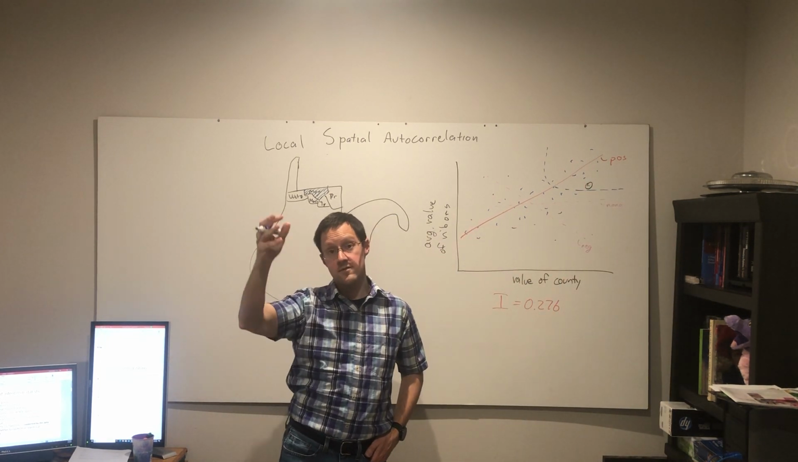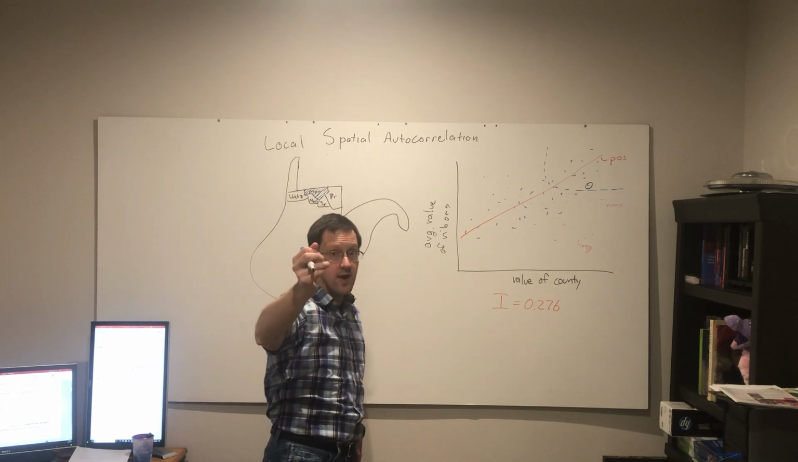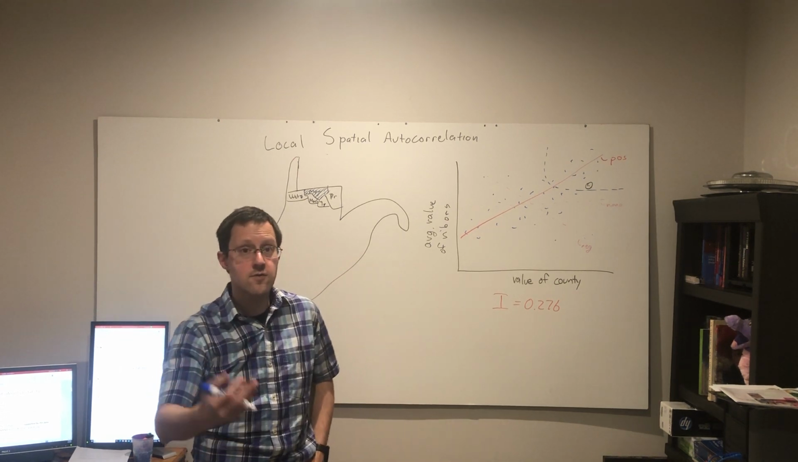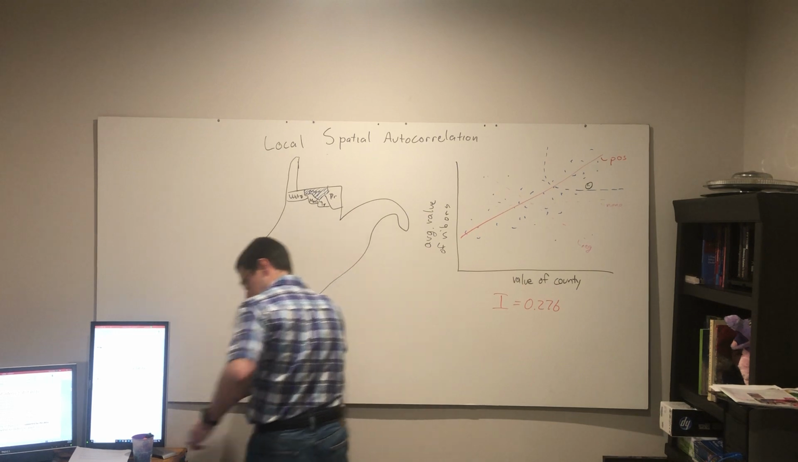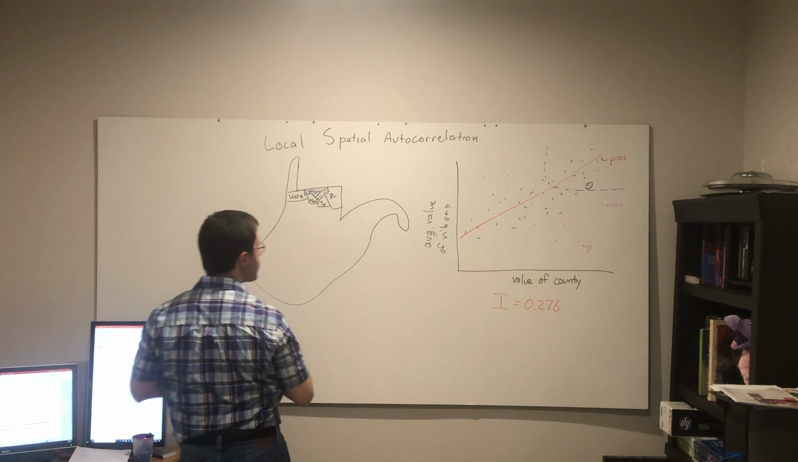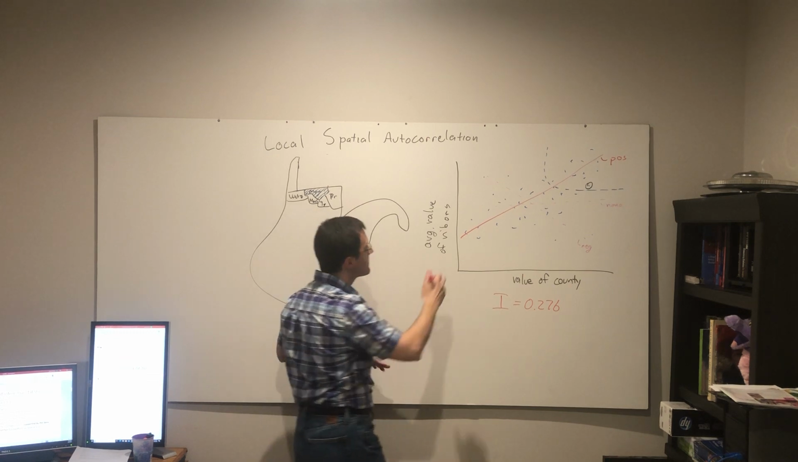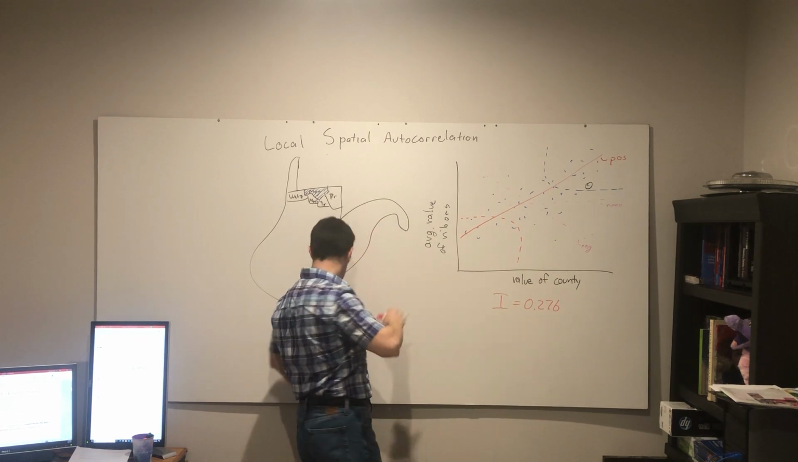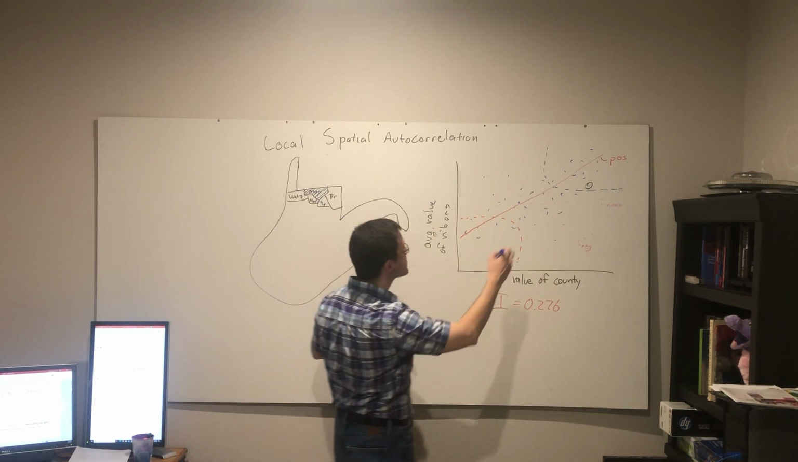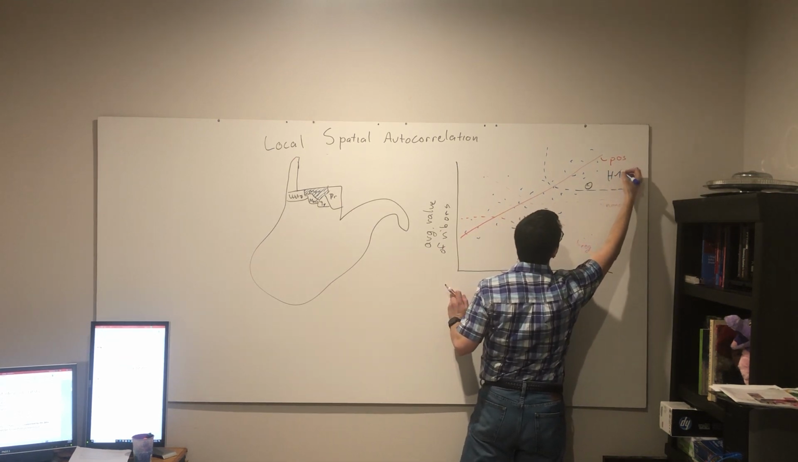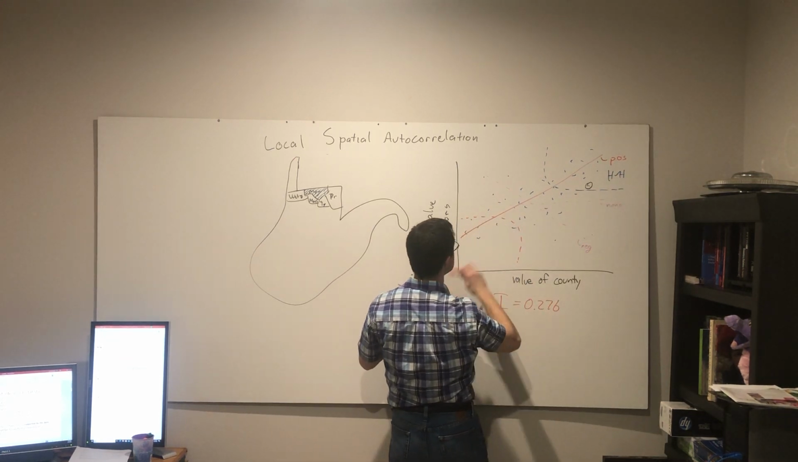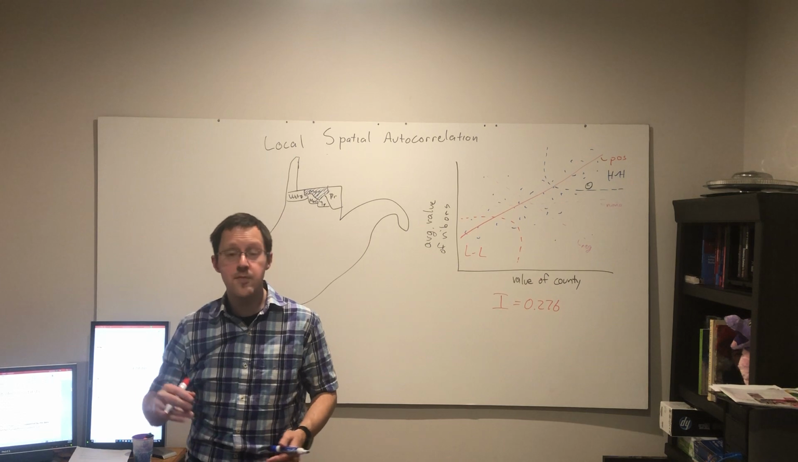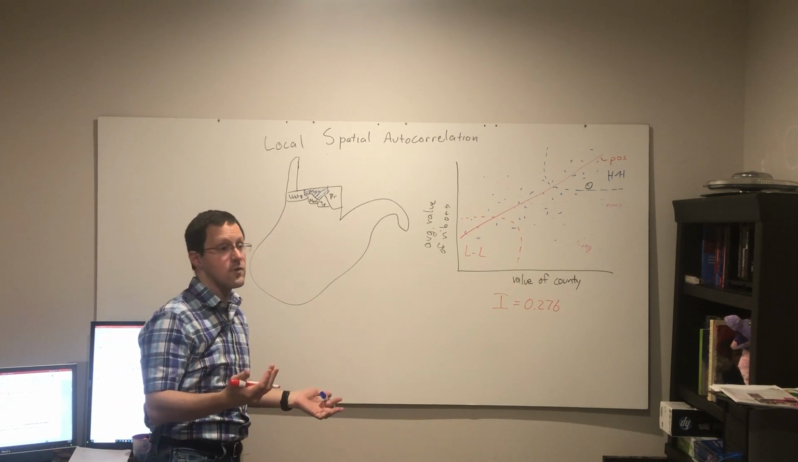Anything that is high values next to other high values, let's just say for the sake of argument, they're mapped in blue. That includes Mon County, it would include others. We can have low values surrounded by low values. That also typically goes with the territory for spatial autocorrelation.